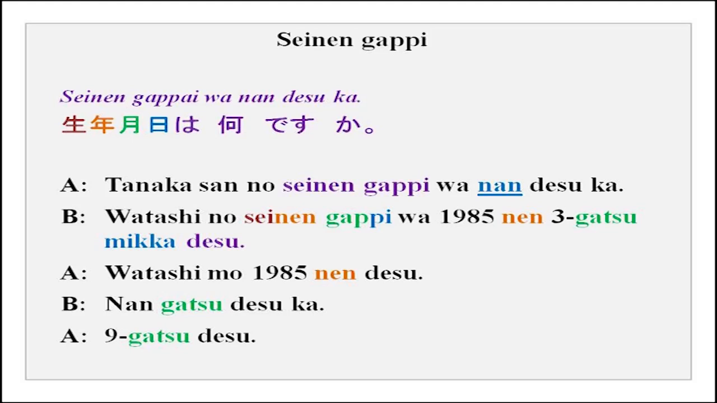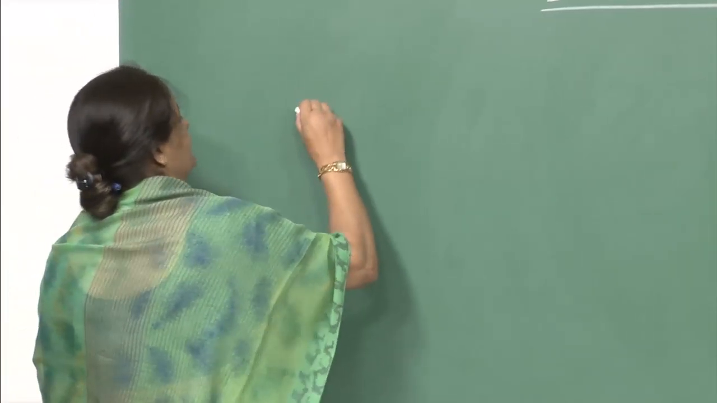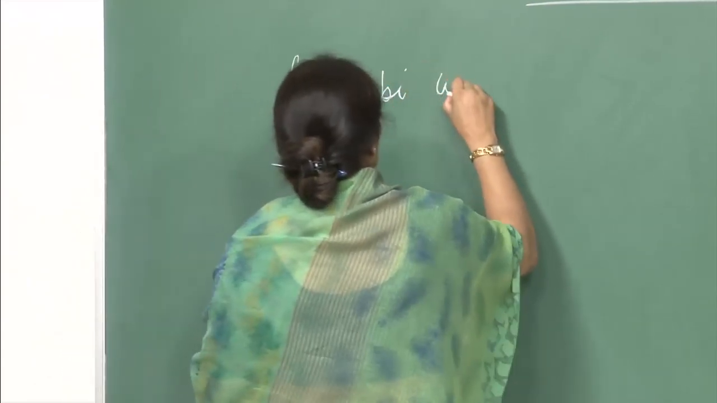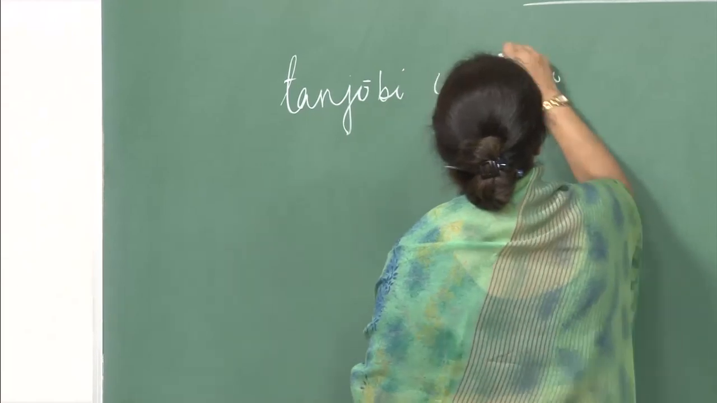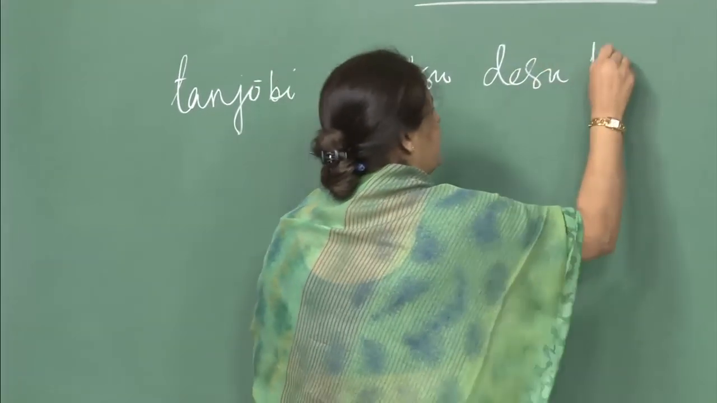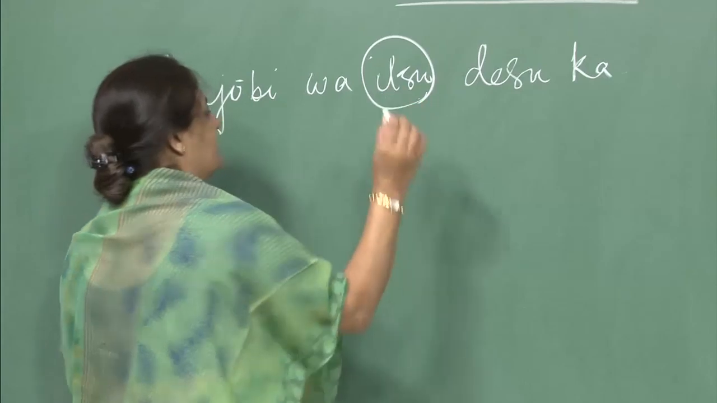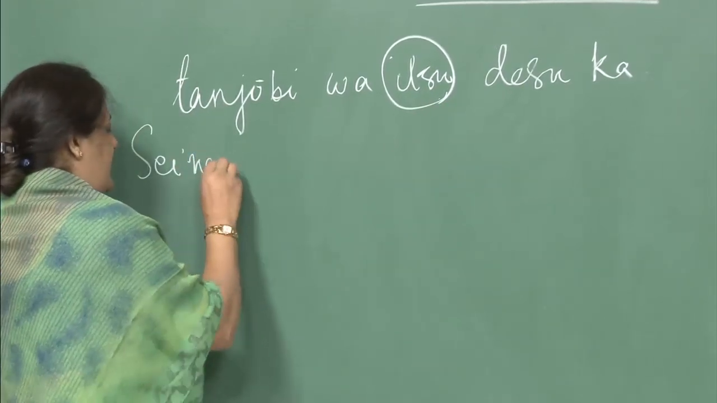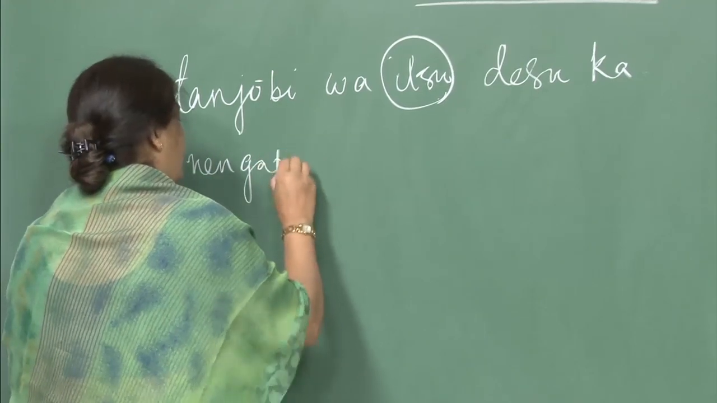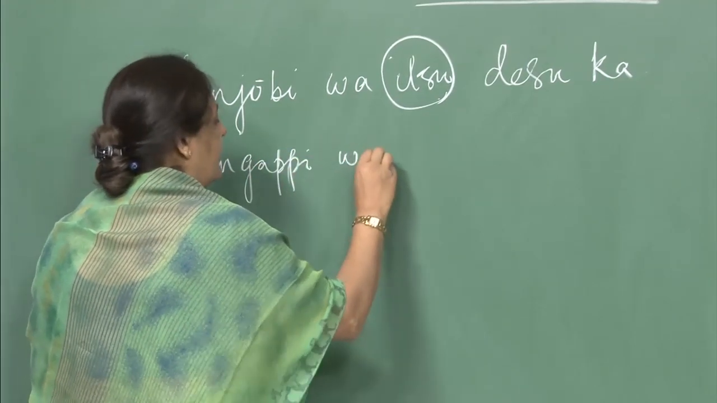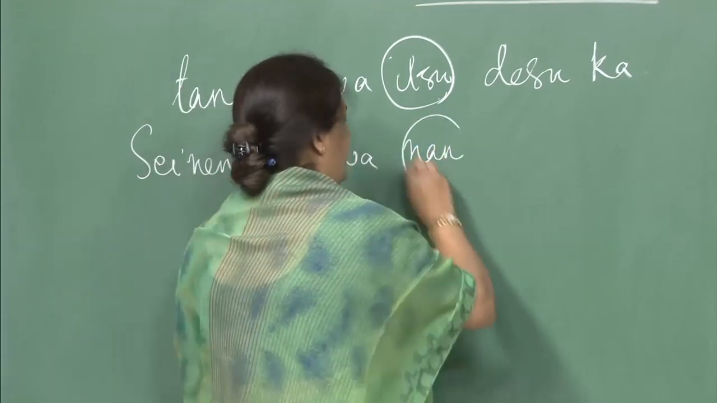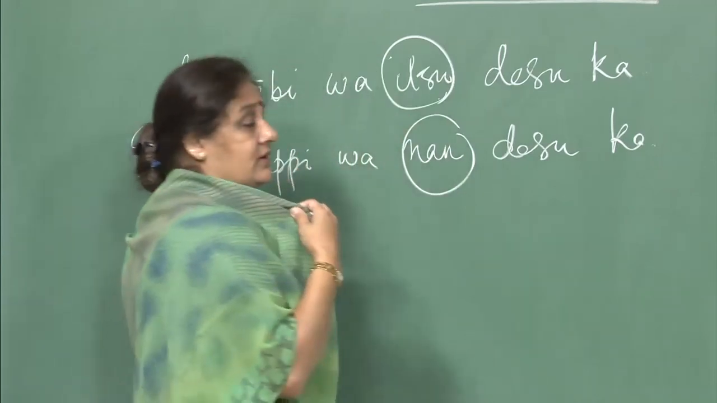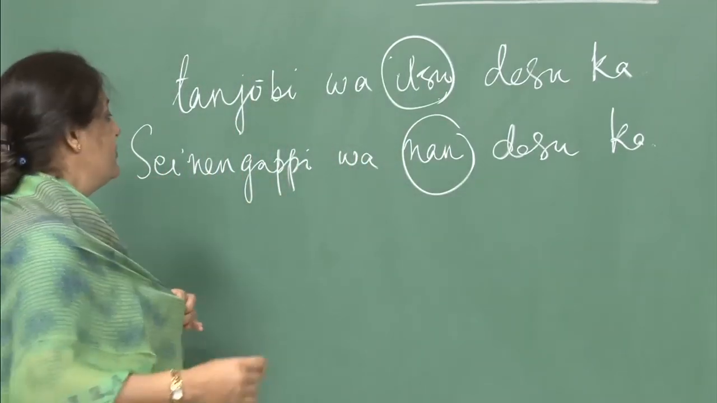Now the important part over here is tanjoubi wa itsu desu ka? Now this word itsu is when, and you say seinen gappi wa nan desu ka? Please remember nan desu ka and not itsu desu ka. That is very very important.